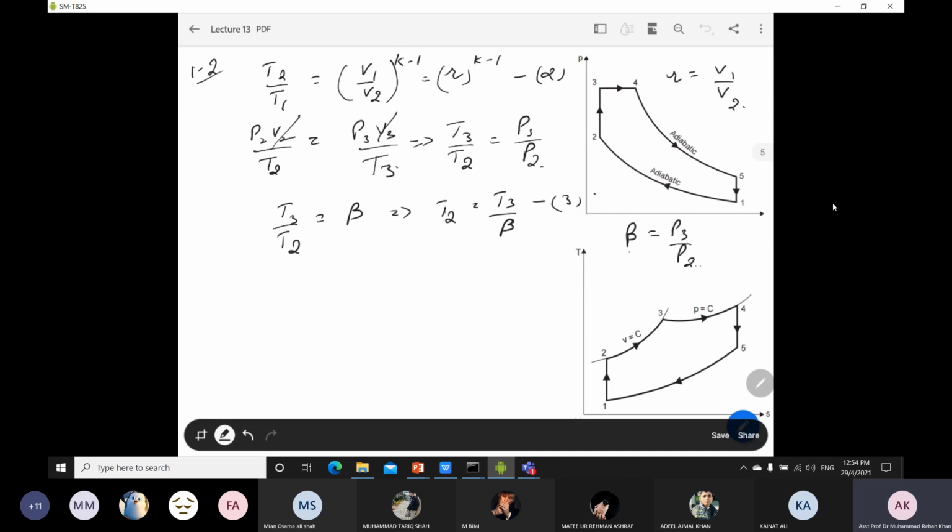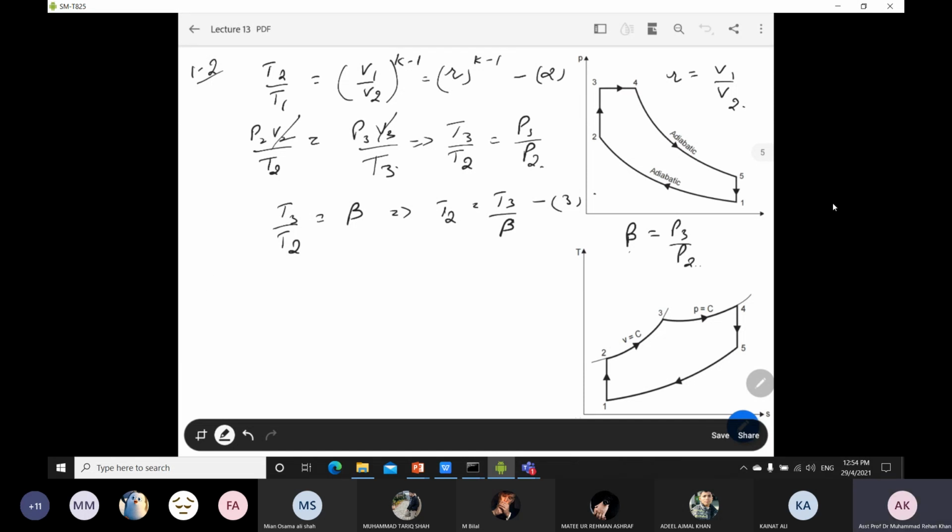All this we are doing because we have to find all the temperature values in terms of compression ratio, cutoff ratio, and also beta here. Now the pressure ratio is also involved, so that we get one efficiency equation that is a function of all these three variables.